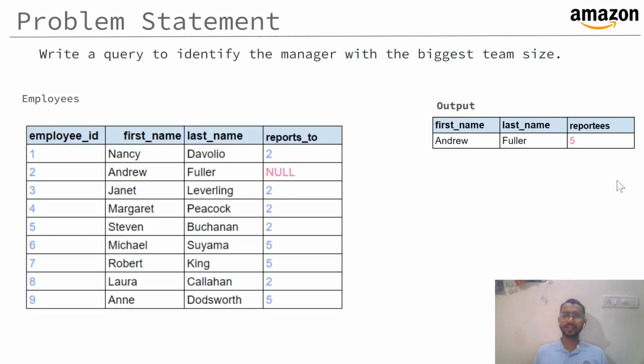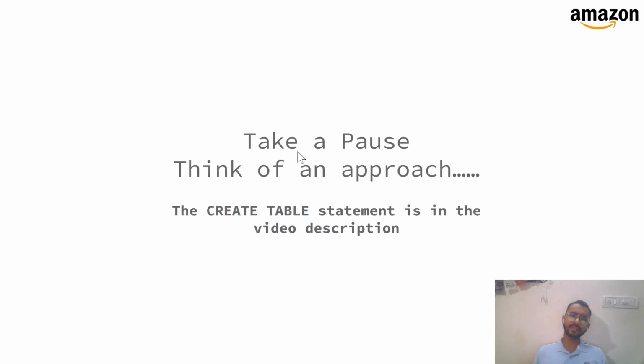Our final output is this, where we have the first name and last name of the manager with the largest team size and the number of reportees. So let's get started. Before I tell you the solution approach, I want you to take a pause and think of an approach. I've also provided the create table statement in the video description, so you can try to execute the code on your end as well and see whether you are able to get the results.